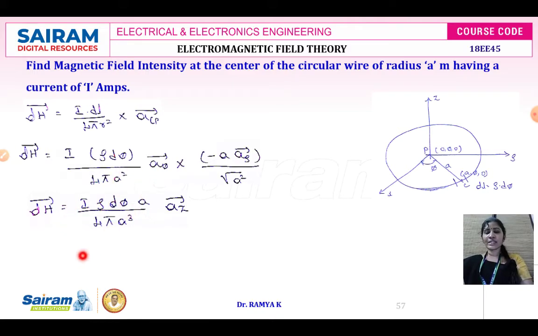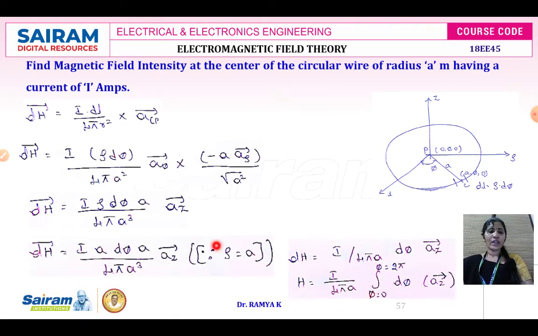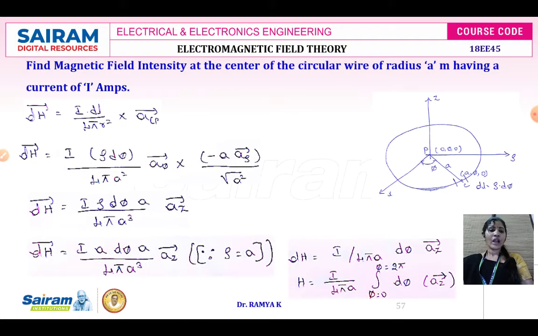Here we need to identify the value of H. Therefore, the right hand side equation has to be integrated with respect to phi. When it is integrated with respect to phi, the angle varies from 0 to 2 pi. On substituting, we will get the value of H as I divided by 2 pi a times 2 pi, which is I divided by 2a. This is the final expression for the magnetic field intensity at the center of the circular wire of radius a meter carrying a current of I amps.